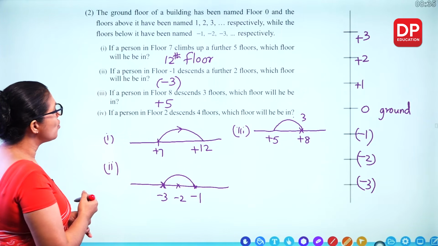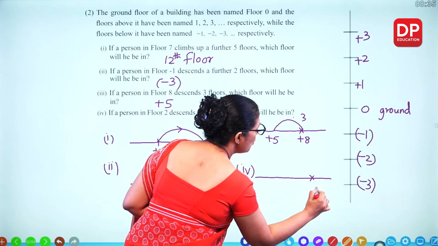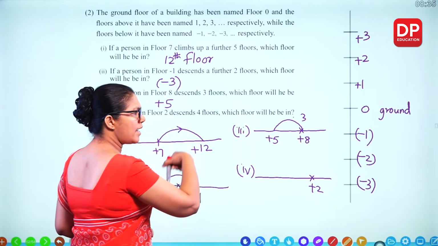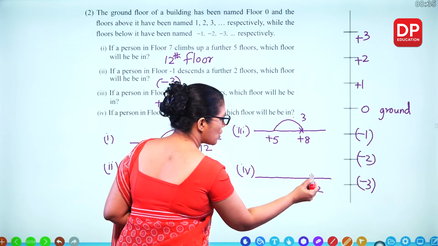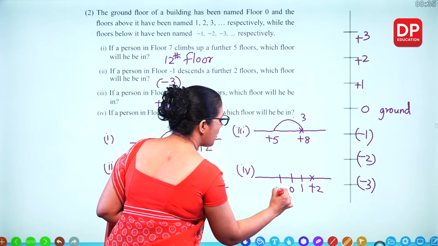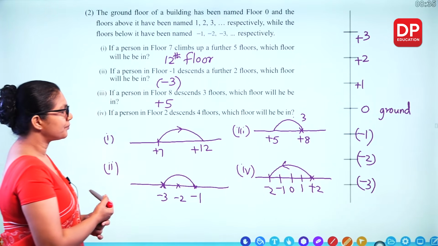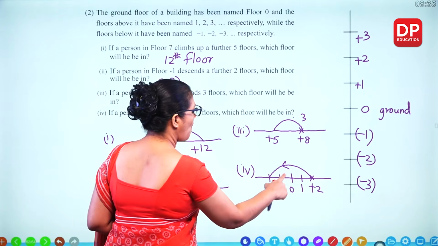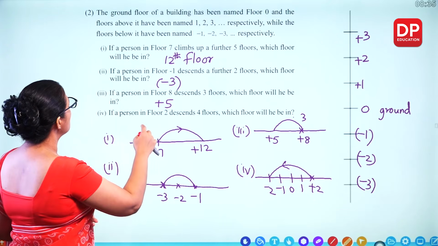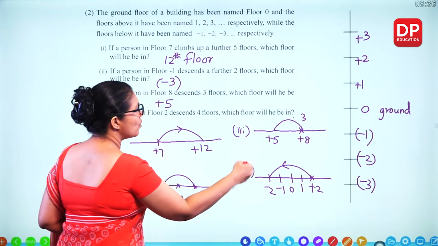If a person in floor 2, so floor 2 means plus 2, descends 4 floors. Descends means going down. So 4 floors. 1, 2, 3, 4. So what's the value? 1, 0, minus 1, minus 2. 4 floors from here means minus 2. Then, which floor will he be in? If a person in floor 2 descends 4 floors, which floor? Minus 2.